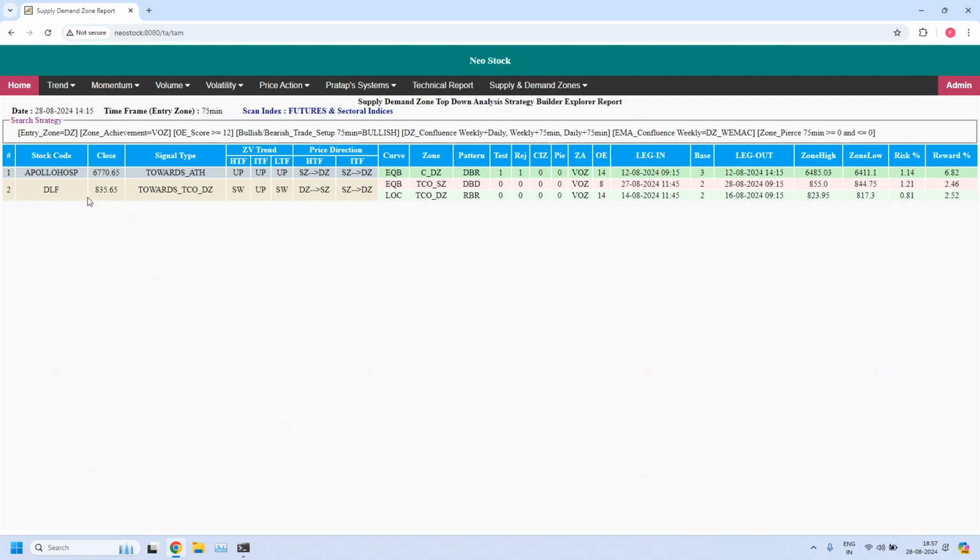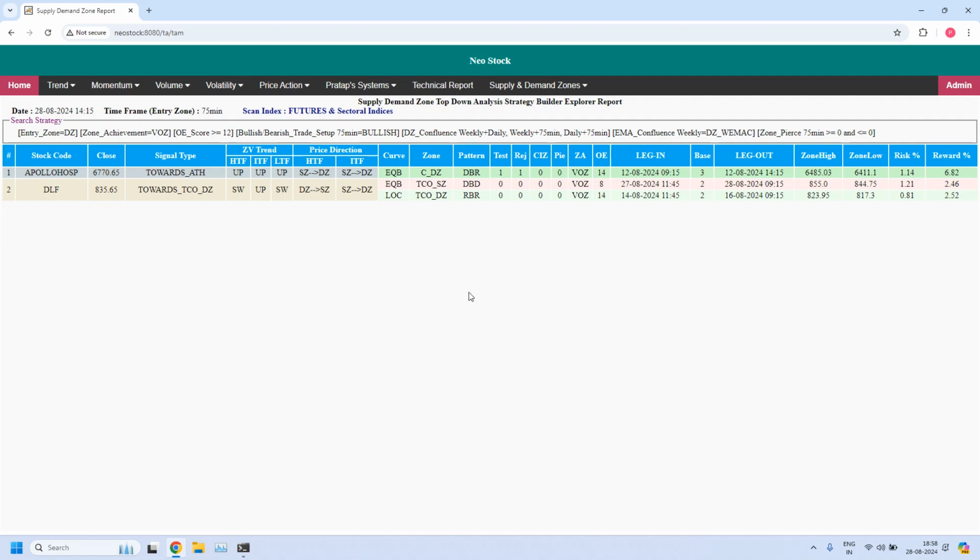So here ignore the second one. The first one, Apollo Hospital, also has EMA confluence. The weekly zone has weekly EMA confluence. In the same zone we have a daily zone. Inside, again, we have a 75 minute zone. So it's a high probability setup, the first stock.